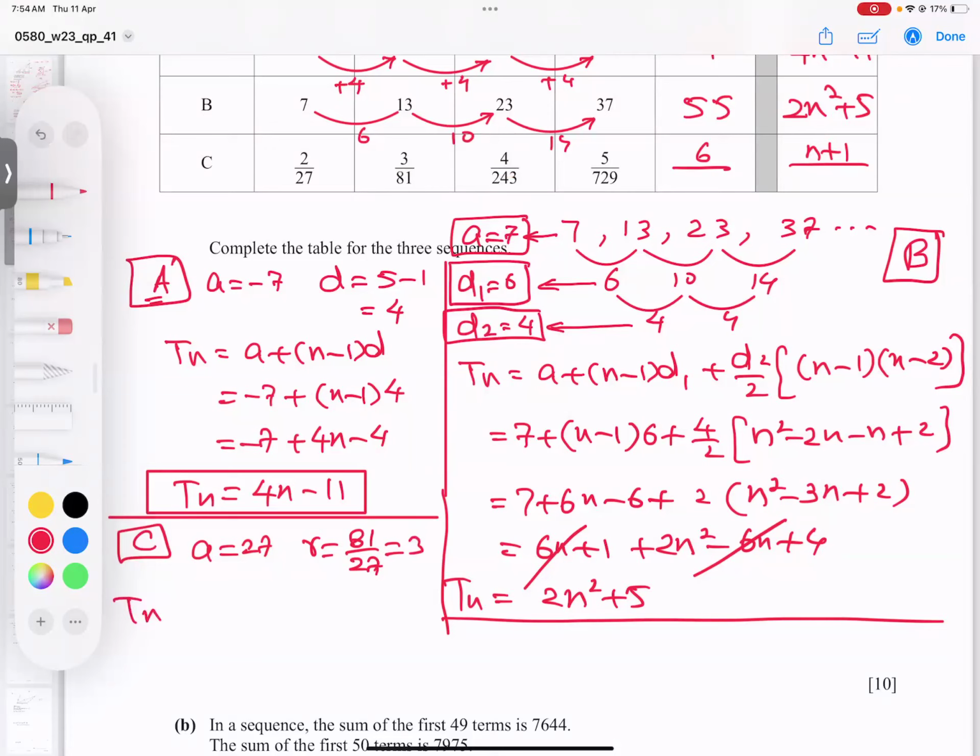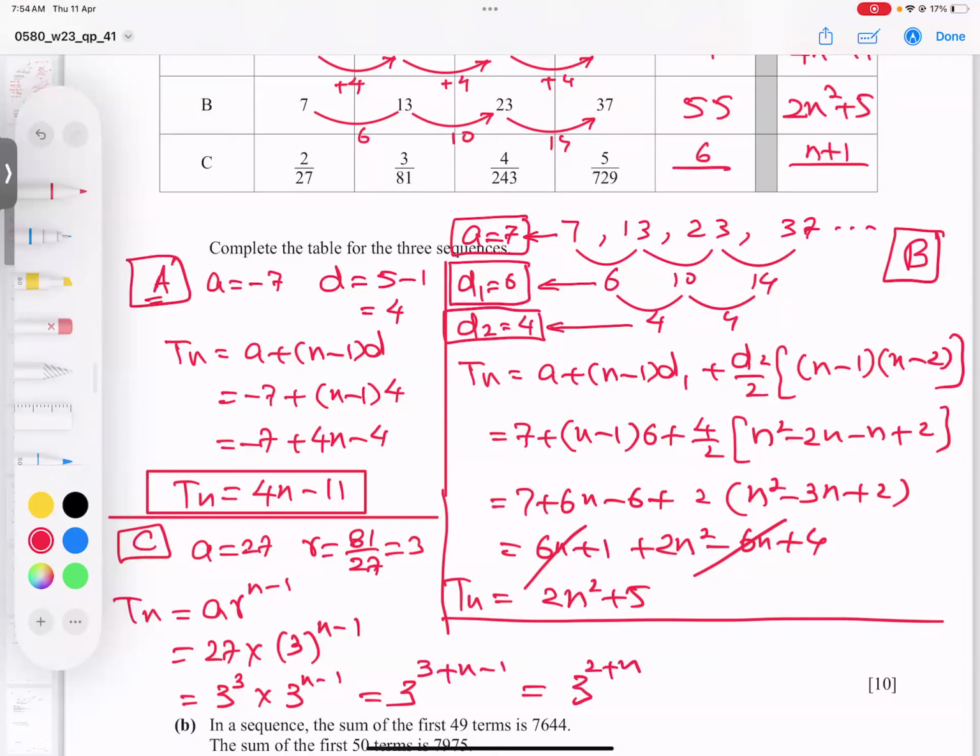And the formula for a GP, because it's not by adding, it's by multiplying: a r to the power n minus 1. a is 27 and r is 3 and the power is n minus 1. 27 I can write as 3 to the power 3. And you know, same base, if same base multiply, powers add. So 3 plus n minus 1, finally I got 2 plus n. So this will go in the denominator: 3 to the power 2 plus n.